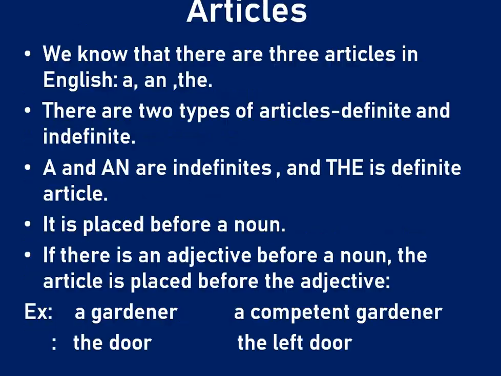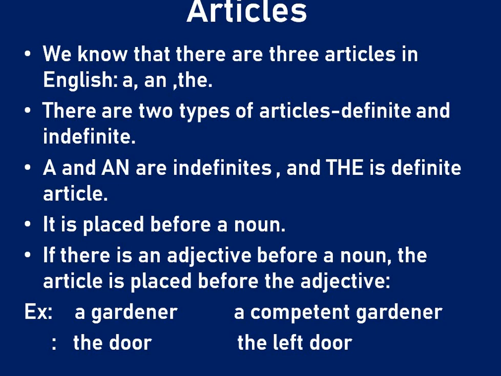So we'll go into detail now. What are articles? As we know, in English we have 3 articles, a, an and the, and they are classified into 2 categories, definite and indefinite. A and an are indefinite articles, the is the definite article, and they are always placed before a noun. And if an adjective is there, they will be in front of the adjective, although the noun will be there.